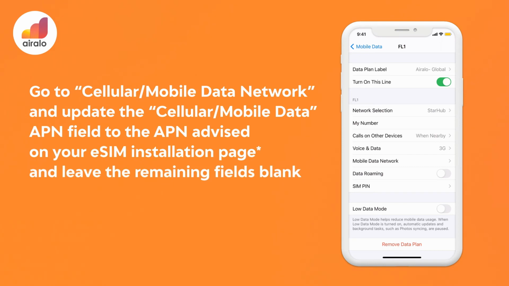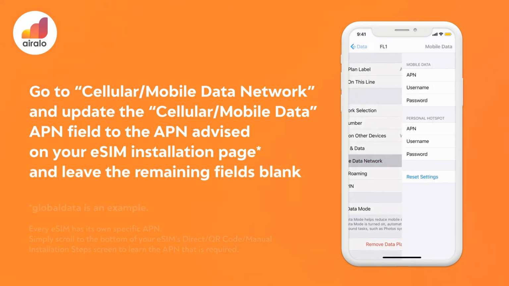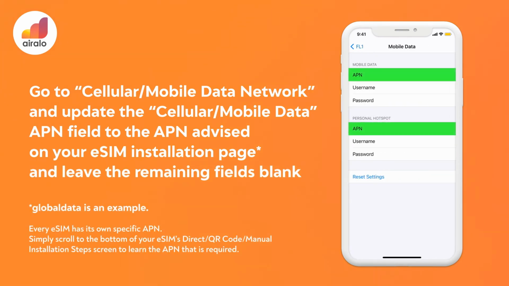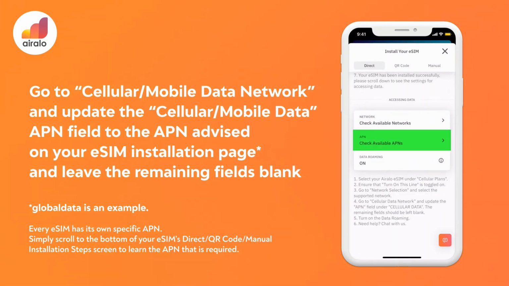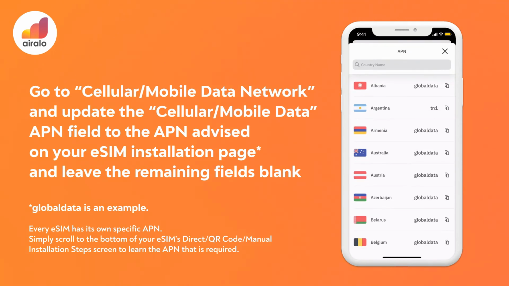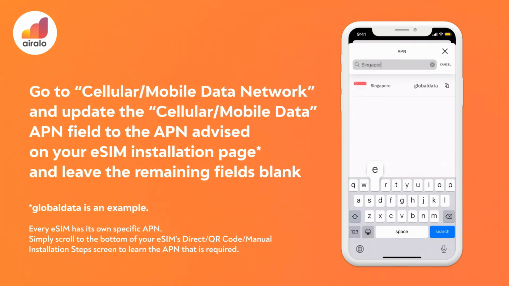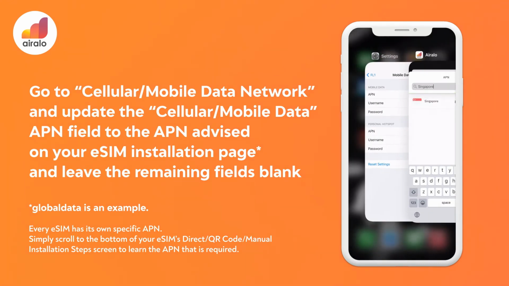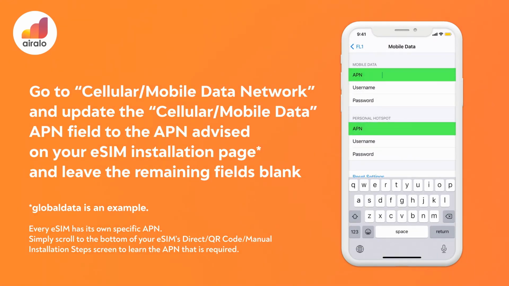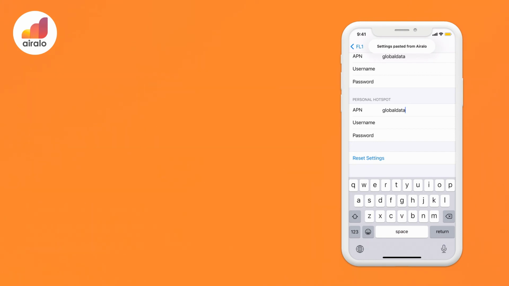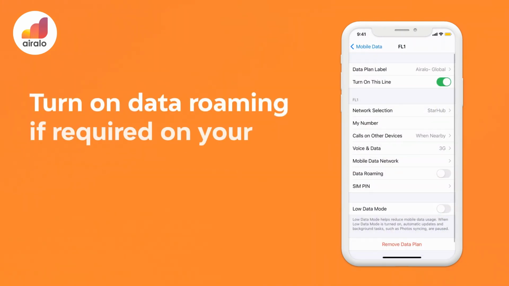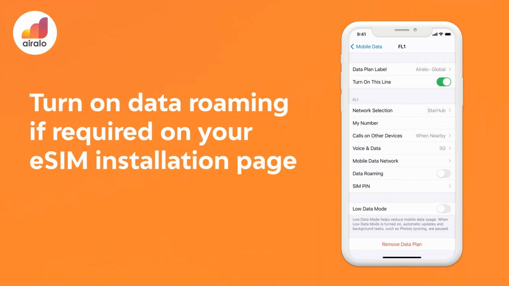12. Go to Cellular Data Network and update the Cellular Data APN field to the APN advised on your eSIM installation page, and leave the remaining fields blank. Turn on data roaming if required on your eSIM installation page.